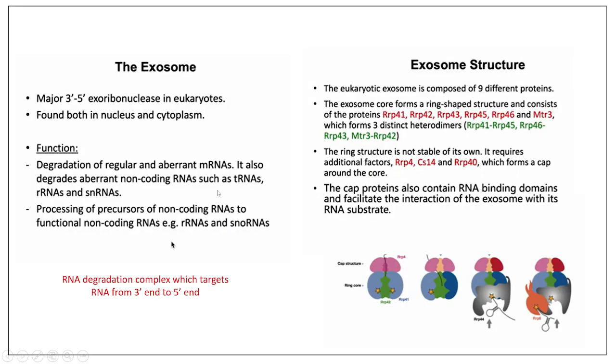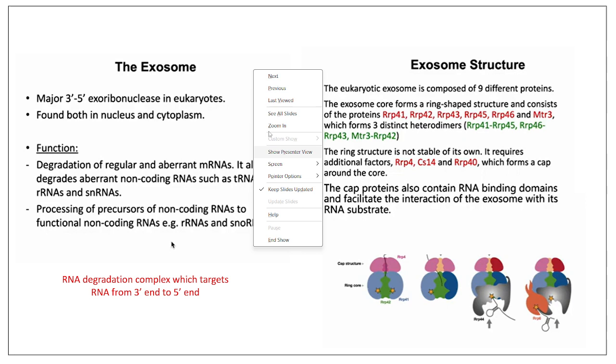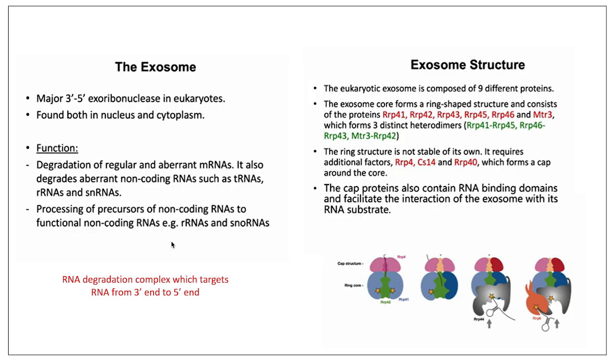Okay, now we'll come to exosomes. What are exosomes? Just now we discussed that exosomes are required to cleave the RNA from the 3' end or 5' end. Tell me, do exosomes cleave from the 3' end or 5' end? 3 prime. Very good. So exosomes cleave the RNA from the 3' end. These are RNA degradation complexes which target the RNA from the 3' end to the 5' end. They are present in the nucleus and also in the cytoplasm.